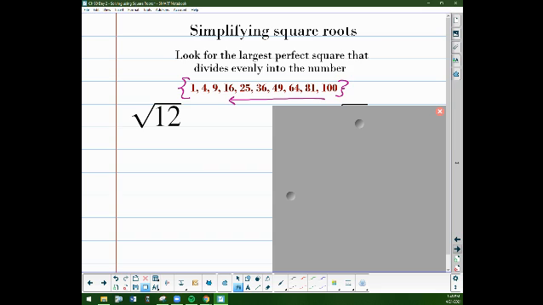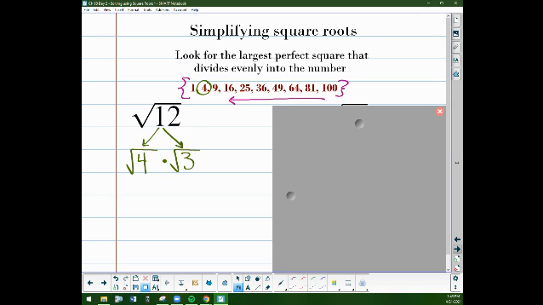Okay? With 12, it's kind of easy to spot that 4 is the largest perfect square that divides evenly into 12. So what we do is we take that perfect square, and now we rewrite it with the non-perfect square that it multiplies by to get 12. So 4 is my perfect square. 4 times what gets me 12? Well, 4 times 3 gets me 12.